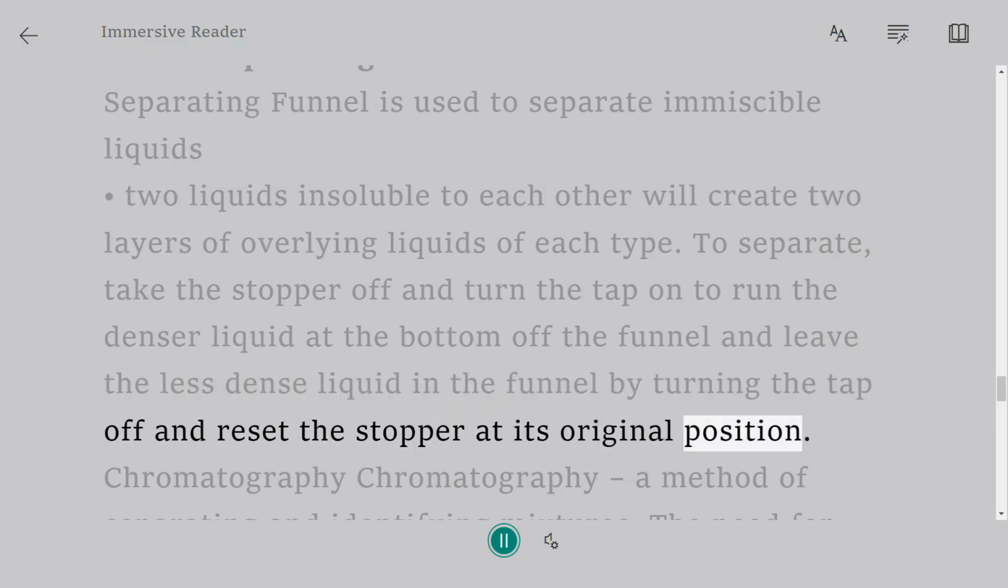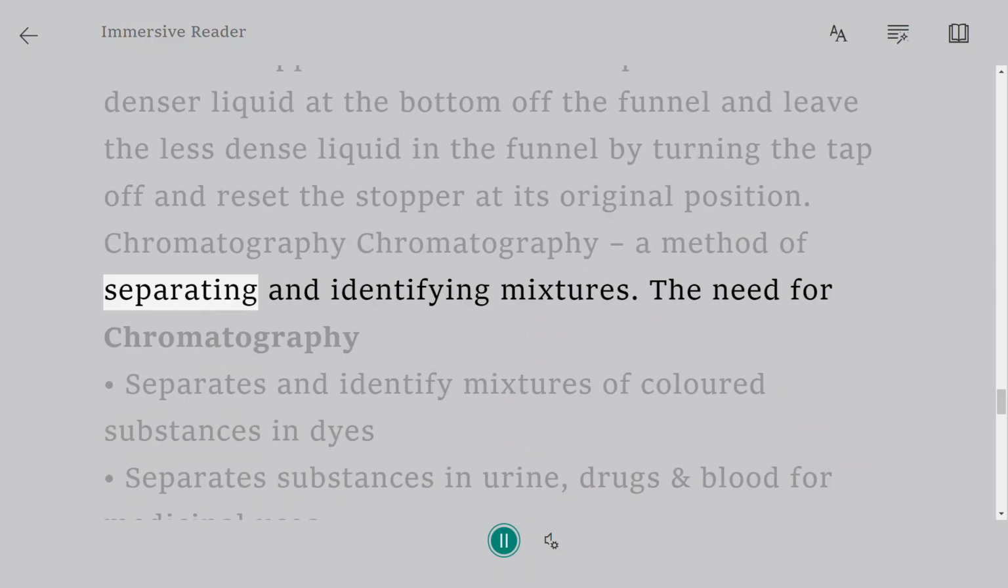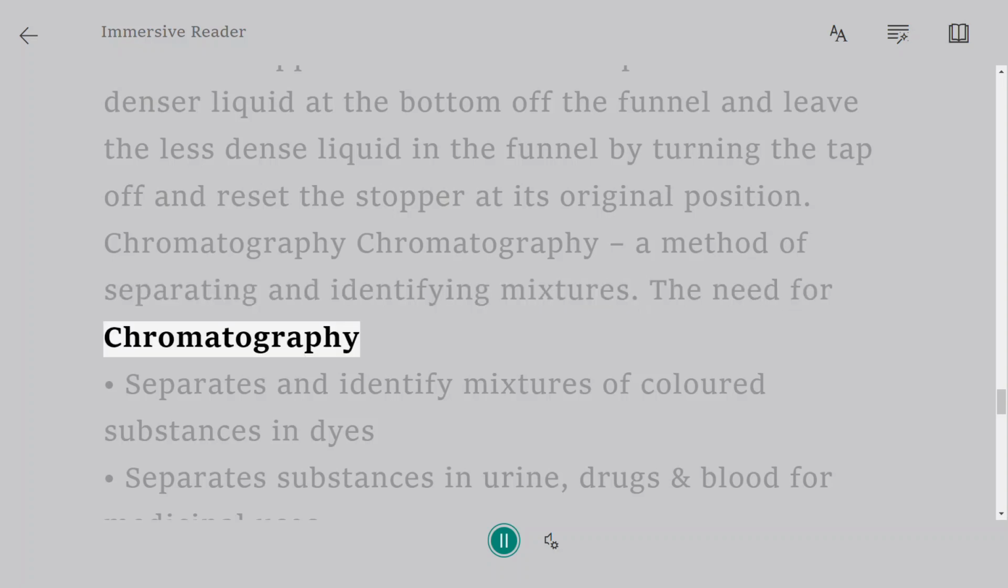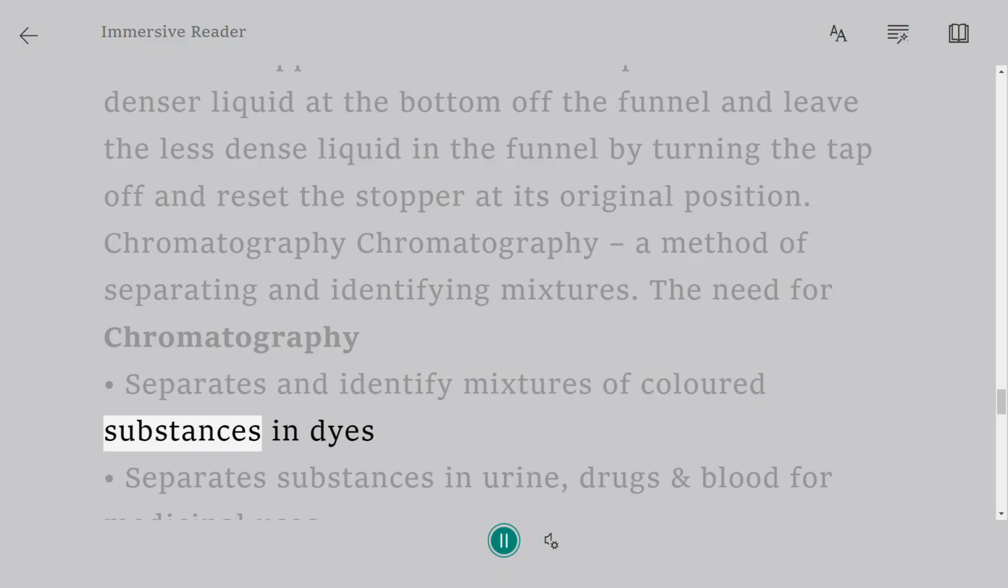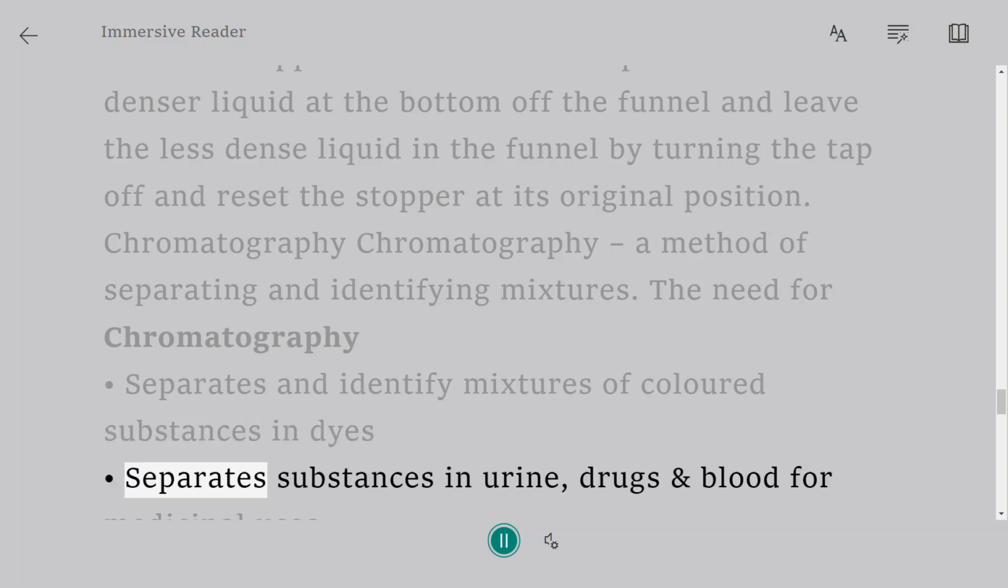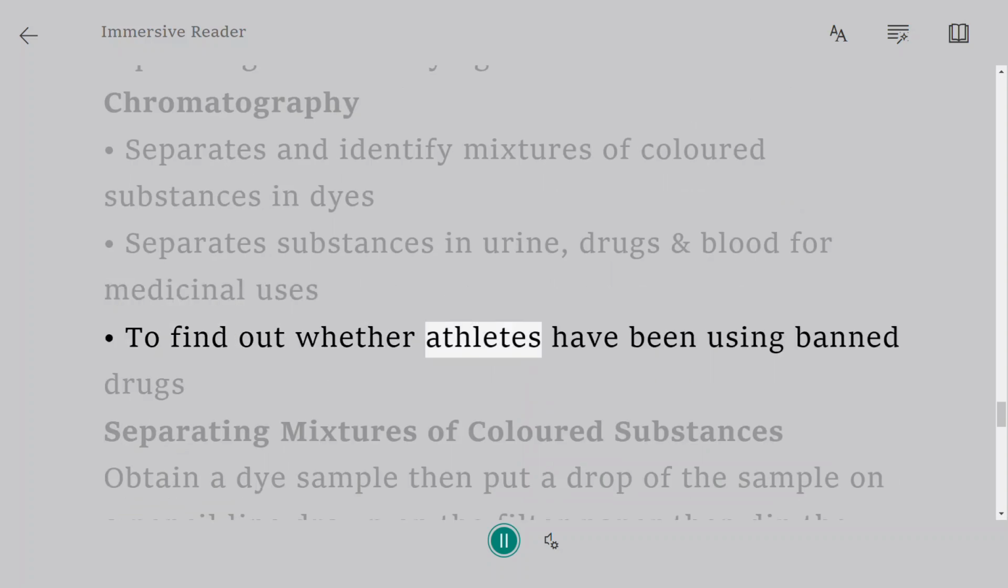Chromatography, a method of separating and identifying mixtures. The need for chromatography: it separates and identifies mixtures of colored substances in dyes. It separates substances in urine, drugs and blood for medicinal uses. It is used to find out whether athletes have been using banned drugs.